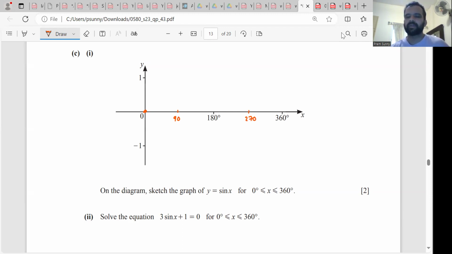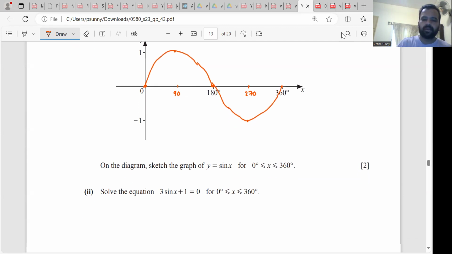90, 180, 270, 360. Now sine 90, when we put it in the calculator, we will get 1. So sine 90 is 1. Sine 180 in the calculator will give you 0. Sine 270 will give you minus 1. And sine 360 will give you, sorry, 0. Now you just have to join these points. So when you join these points, you will get a sine wave like this. This is the sine graph.